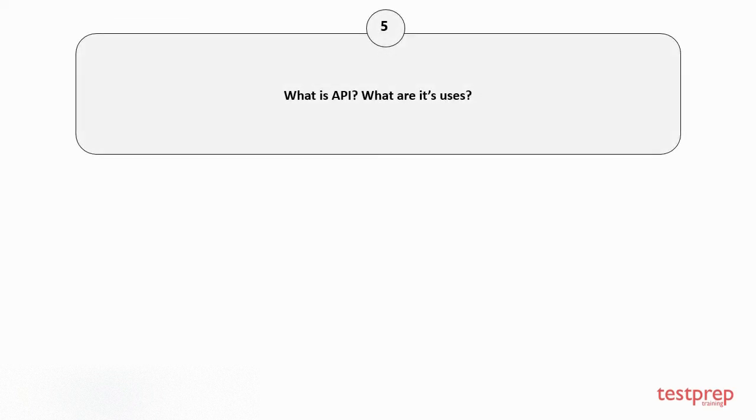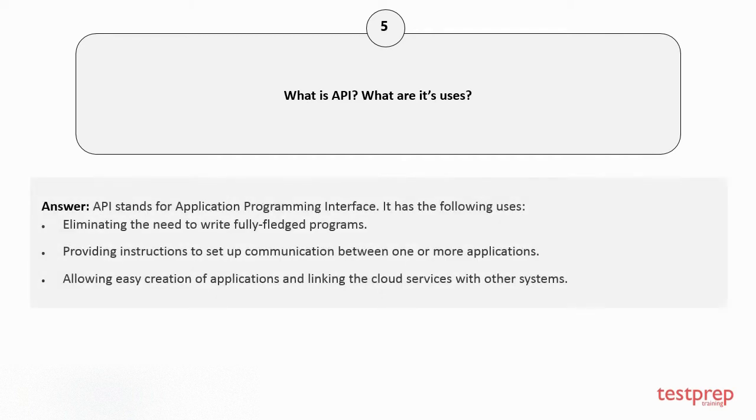Question number 5, what is API? What are its uses? Your answer is API stands for Application Programming Interface. It has the following uses. 1. Eliminating the need to write fully fledged programs. 2. Providing instructions to set up communication between one or more applications. 3. Allowing easy creation of applications and linking the cloud services with other systems.